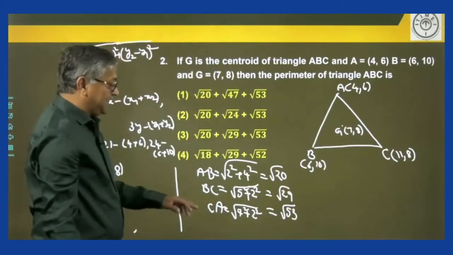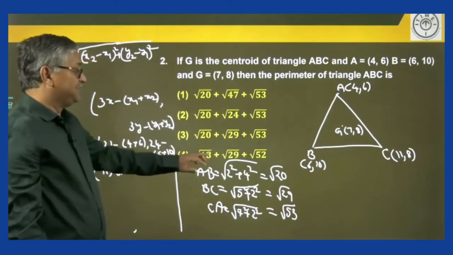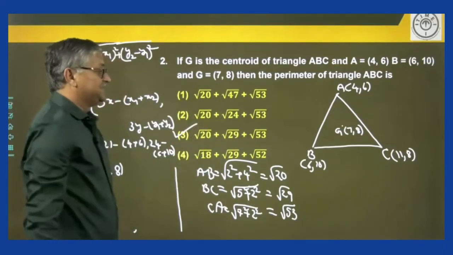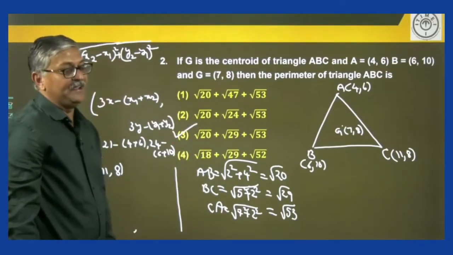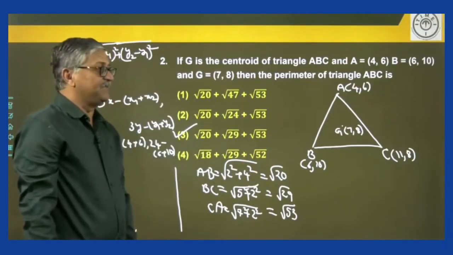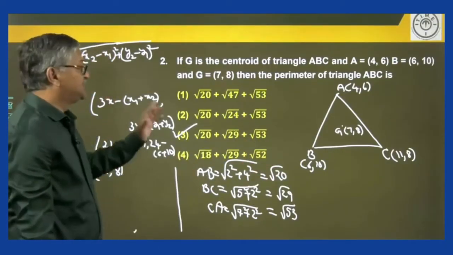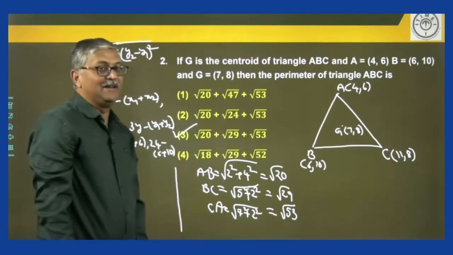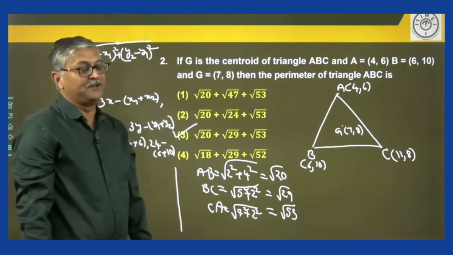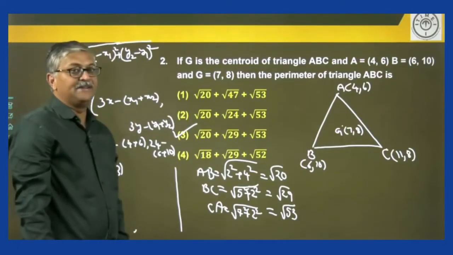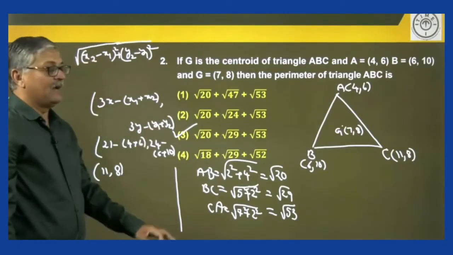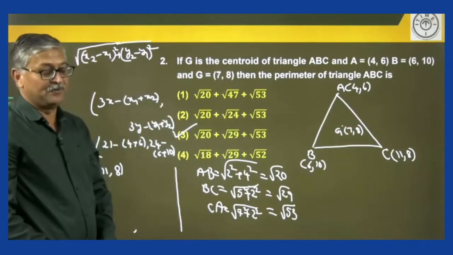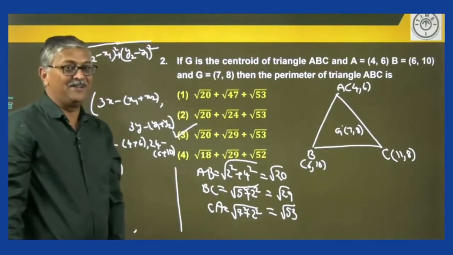So, what is the perimeter? AB plus BC plus CA, simply root 20 plus root 29 plus root 53, that is choice 3. So, the main idea here is the distance between the 2 points, that is root over x2 minus x1 whole square plus y2 minus y1 whole square, and how we can calculate the third vertex when the centroid and the other two vertices are given: 3x minus x1 plus x2, 3y minus y1 plus y2, where x, y is the centroid and x1, y1, x2, y2 are the other two vertices of the triangle.